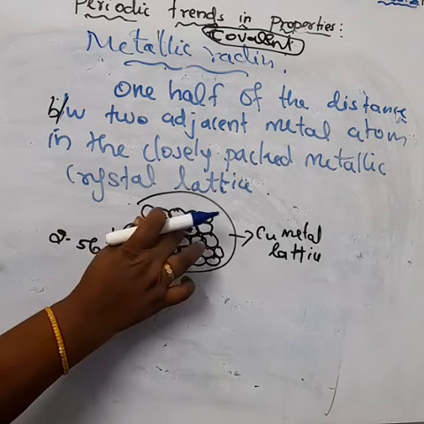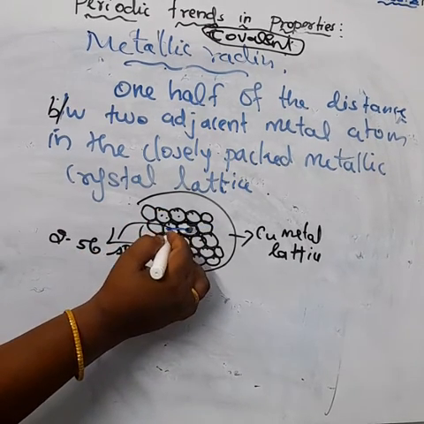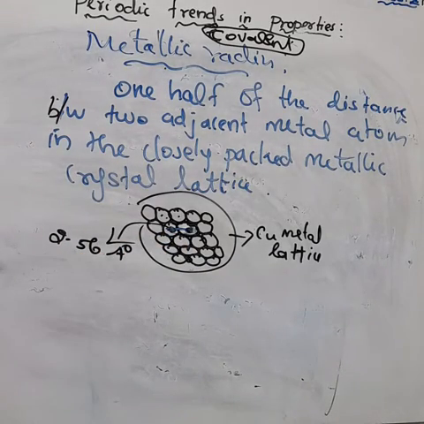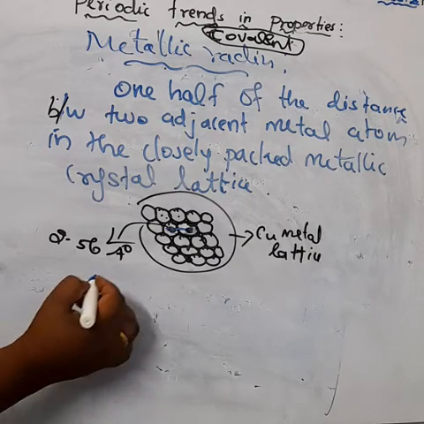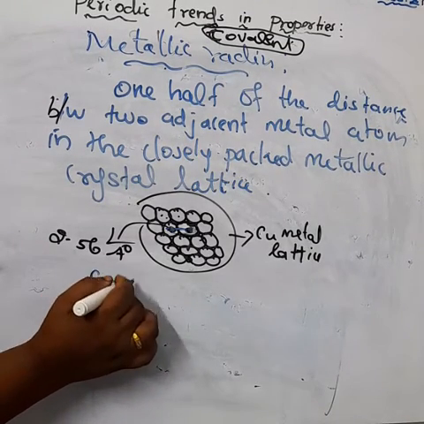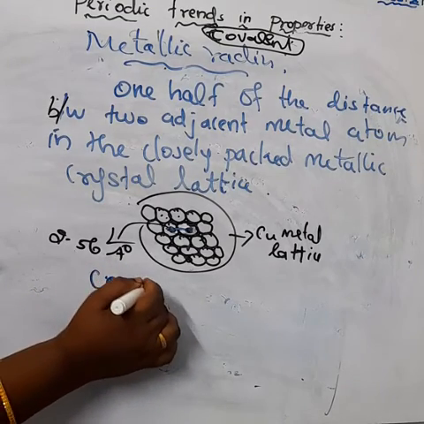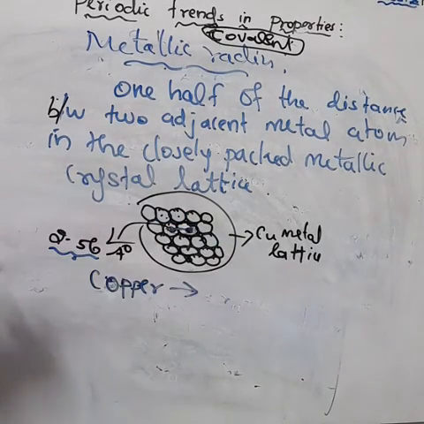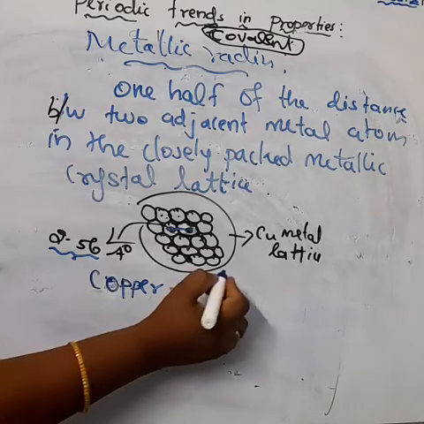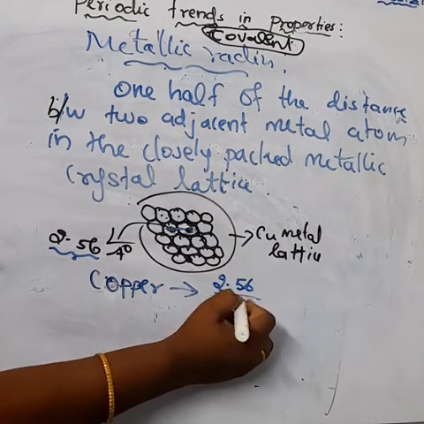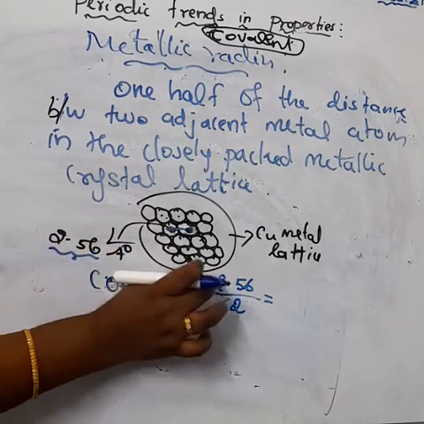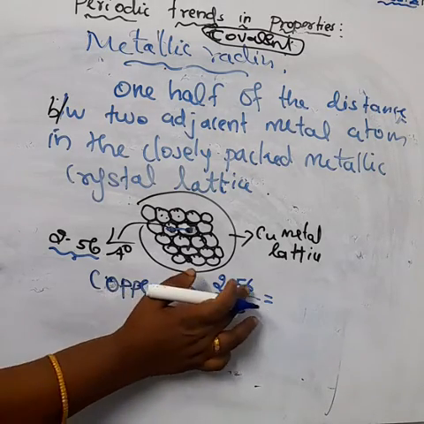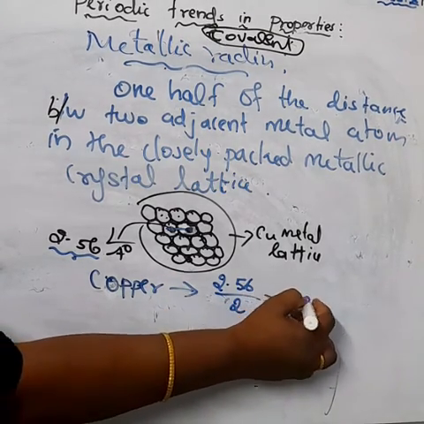The distance between the two adjacent copper atoms is 2.56 Angstrom. Using this value, we can calculate the metallic radius of a single copper atom. 2.56 is the distance between the adjacent copper atoms, and the radius of a copper atom is 2.56 divided by 2. So we get 1.28 Angstrom.